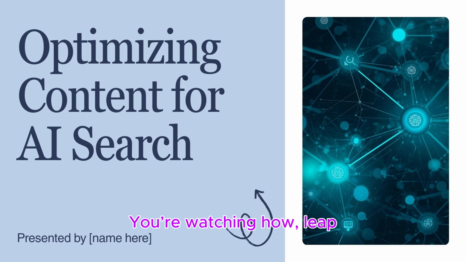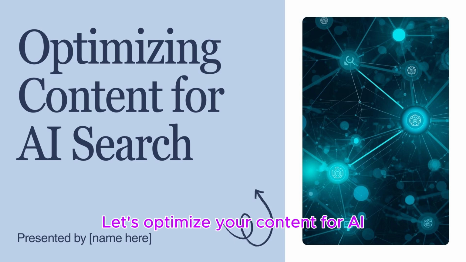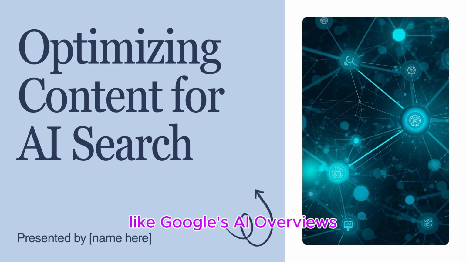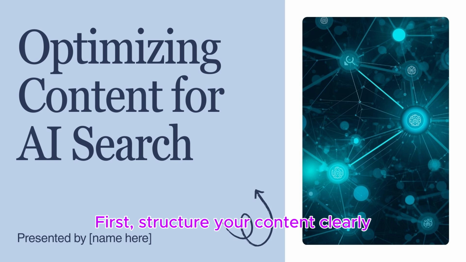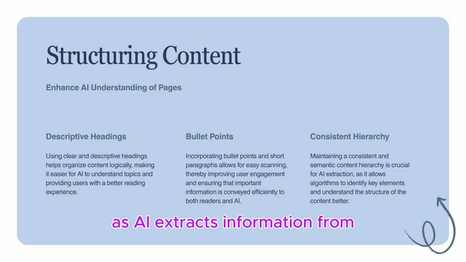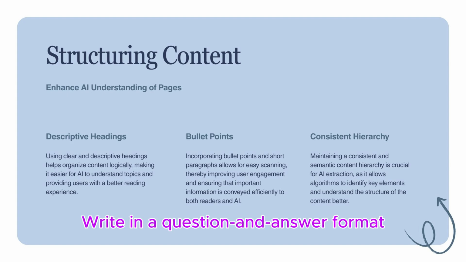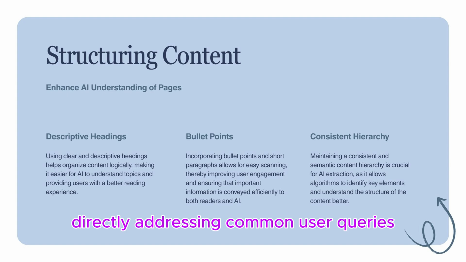You're watching How Leap. Let's optimize your content for AI search, like Google's AI Overviews. First, structure your content clearly. Use descriptive headings and bullet points, as AI extracts information from well-organized pages. Write in a question and answer format, directly addressing common user queries.